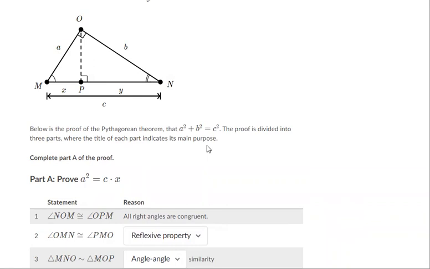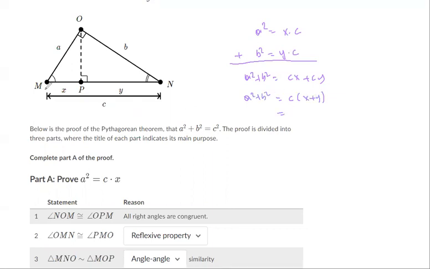But we want to get this guy, right? So this was the question. So we just proved A squared equals X times C, and B squared equals Y times C. But if you want to find A squared plus B squared, we are going to add these guys. So that will be A squared plus B squared equals CX plus CY. And then, you know, C's are common, so I can pull out the C. So that should be C times X plus Y equals A squared plus B squared.